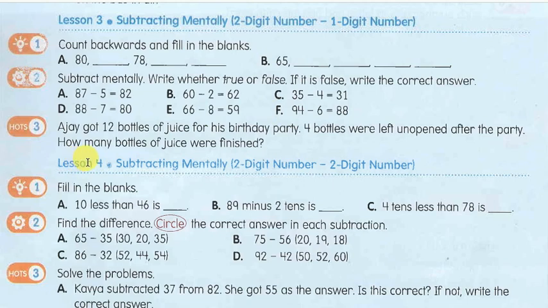And the third question is a story problem. Ajay got 12 bottles of juice for his birthday party. 4 bottles were left unopened after the party. How many bottles of juice were finished? Here you have to subtract 4 from 12. Okay, subtract 4 from 12 to get the answer. This also you can do mentally.